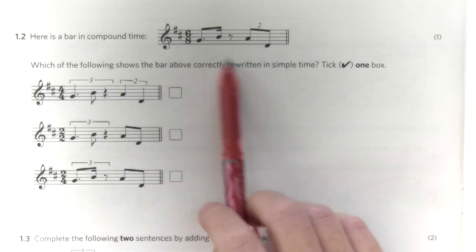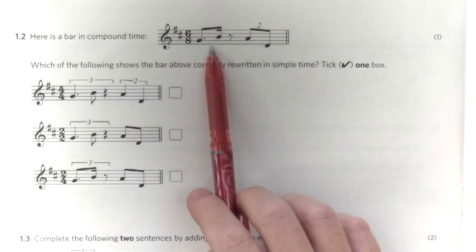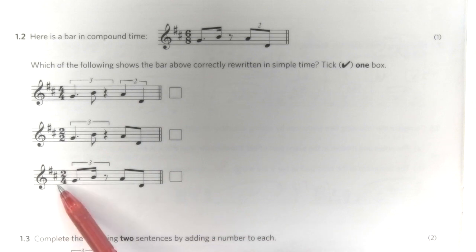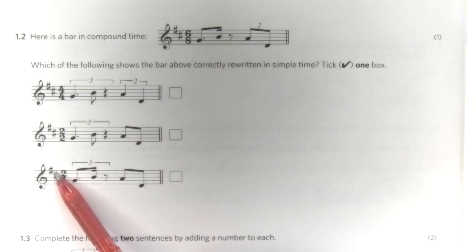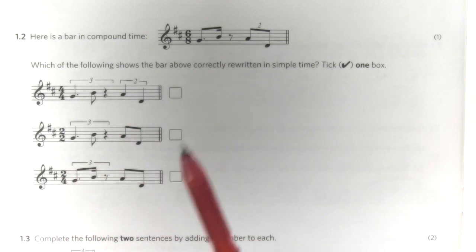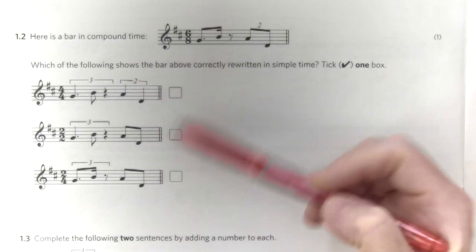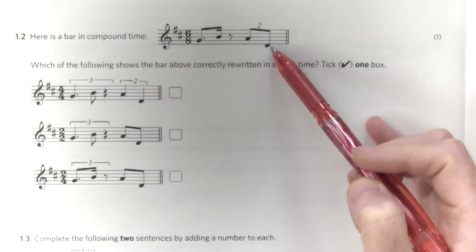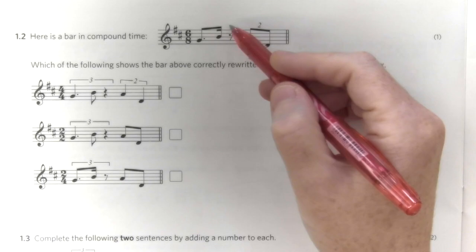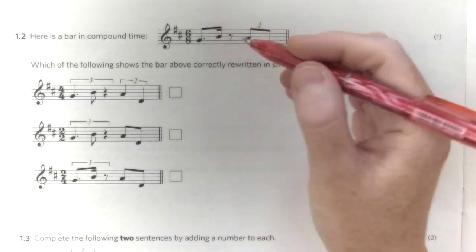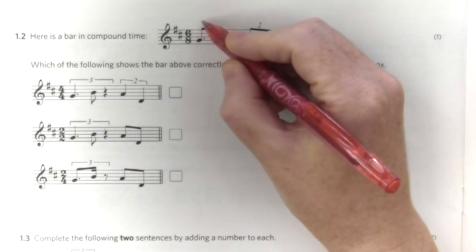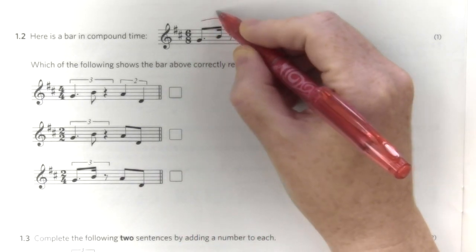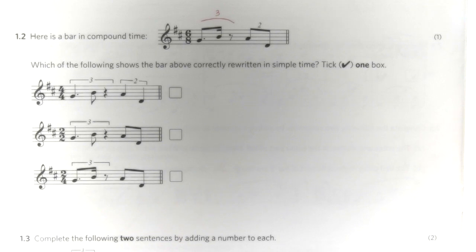In this question we have a bar written in compound time, and we need to tick which of them is the correct version of this bar in simple time. So from compound to simple. Okay, in this case we don't have to analyze these. I just go on to the original bar and I try to draw the looking of the same bar in simple time. We have 3 quavers, and 3 quavers becomes a triplet in simple time.